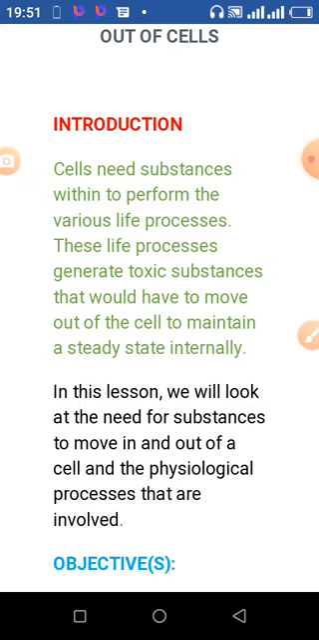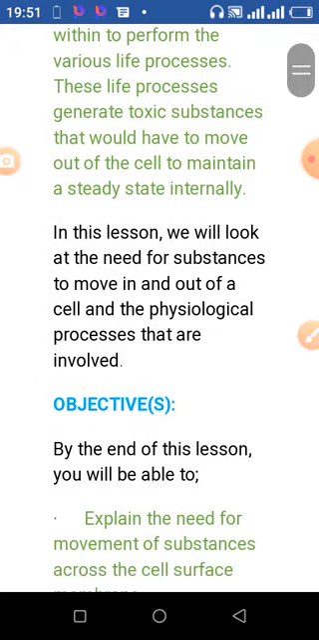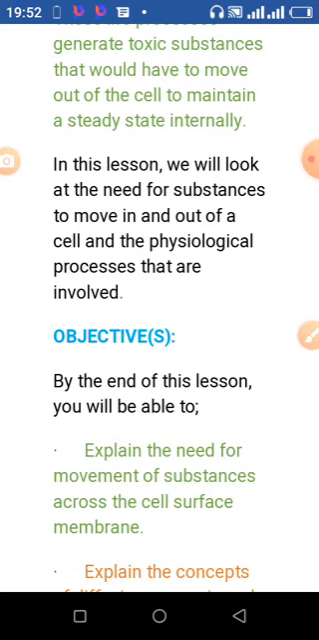So all that is trying to say is that since the cell is the basic unit of life, that's where everything begins, and when a cell goes through life processes, sometimes it takes out substances and sometimes it takes substances in, in order for it to become healthy. In this lesson we are going to look at the need for substances to move in and out of a cell and the physiological processes that are involved.